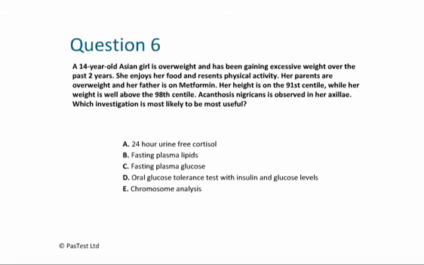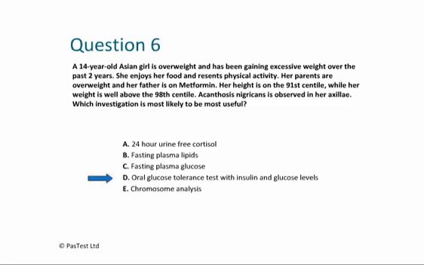A. 24-hour urine-free cortisol. B. Fasting plasma lipids. C. Fasting plasma glucose. D. Oral glucose tolerance test with insulin and glucose levels. And E. Chromosome analysis. And the answer is D, because the oral glucose tolerance test helps you measure insulin and glucose levels, thereby determining insulin resistance and the presence or absence of type 2 diabetes on the glucose values.